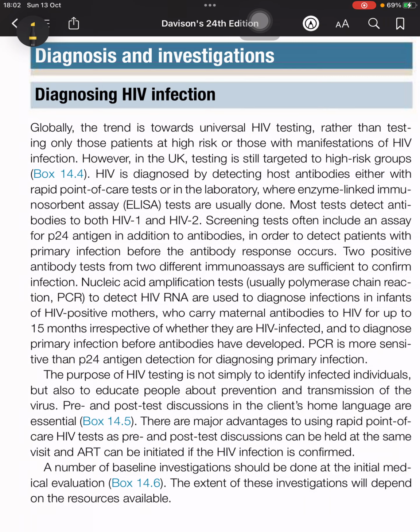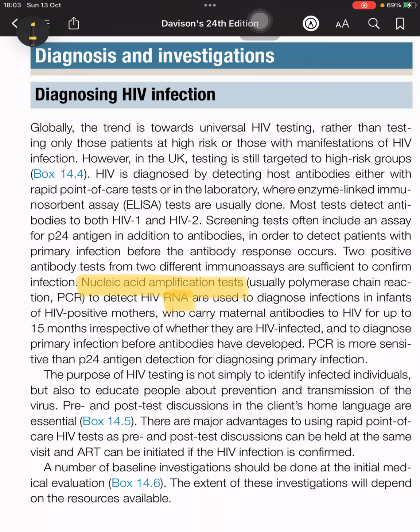Two positive antibody tests from two different immunoassays are sufficient to confirm the infection. Nucleic acid amplification tests, usually PCR, to detect RNA are used to diagnose infection in infants of HIV positive mothers, who carry maternal antibodies to HIV for up to 15 months irrespective of whether they are HIV infected, or to diagnose primary infection before antibodies have developed. PCR is more sensitive than P24 antigen detection for diagnosing primary infection.